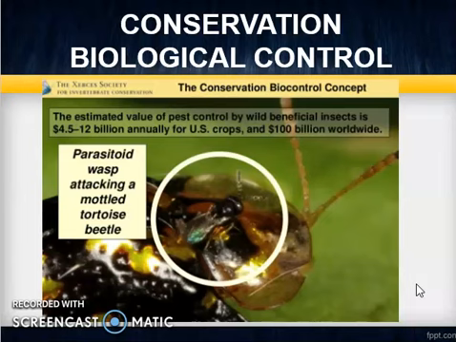Okay, because of the presence of these parasitic wasps, which are beneficial insects, they can kill or control the population number of this pest that we call the mottled tortoise beetle, which can harm crops. So this is one example of a beneficial insect that we can use in our conservation biological control method.